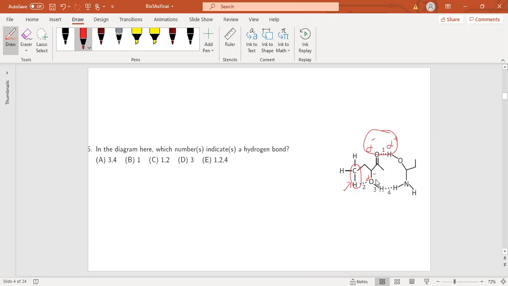3 is a bond between oxygen and hydrogen. This is in fact an actual bond and it's called a polar covalent bond, and that is not a hydrogen bond. Finally, 4 is a hydrogen to another hydrogen, which is not a criteria for hydrogen bonding, and that will not count as well. So in this case, we only have one hydrogen bond, which is bond number 1. So our answer in this case is B.